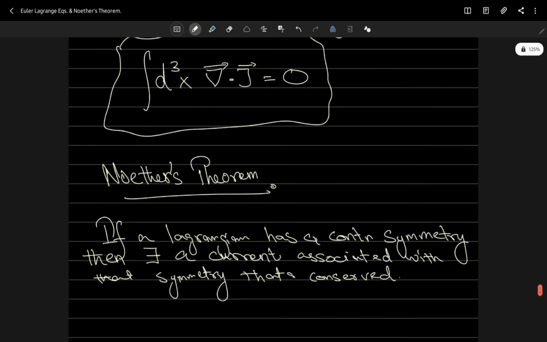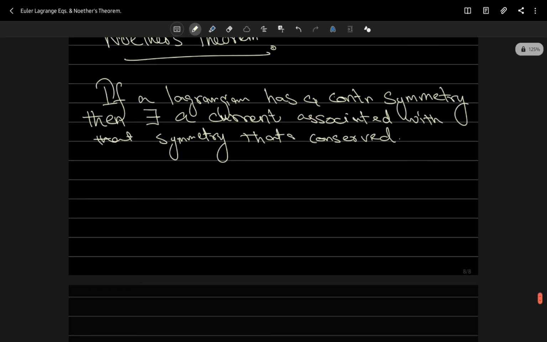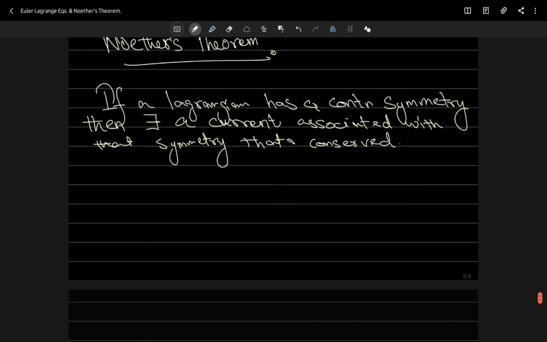And so that's why we say that the Lagrangian has to have a continuous symmetry, right? And if we have a continuous symmetry in the Lagrangian, then there exists a current associated with the symmetry that is conserved. And again, the Euler-Lagrange equation has to be satisfied for this to work.